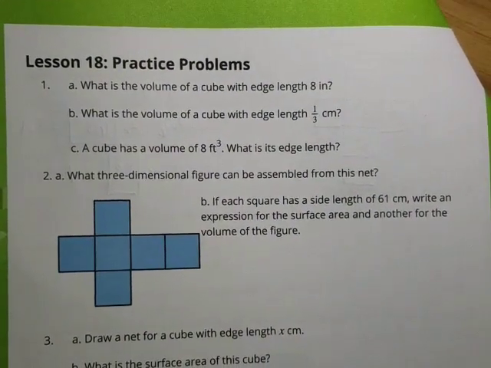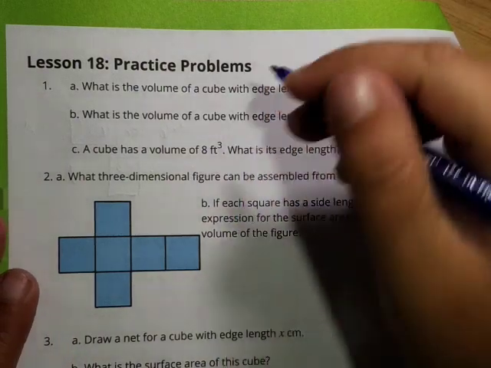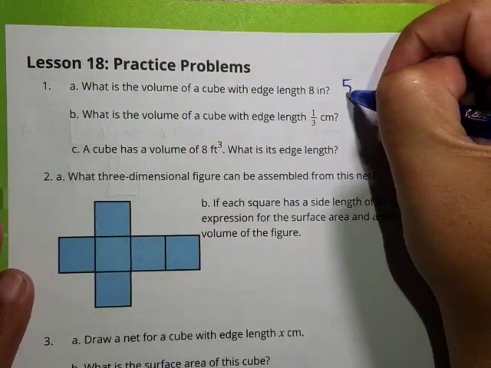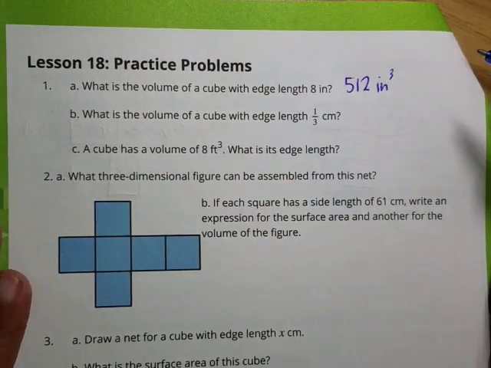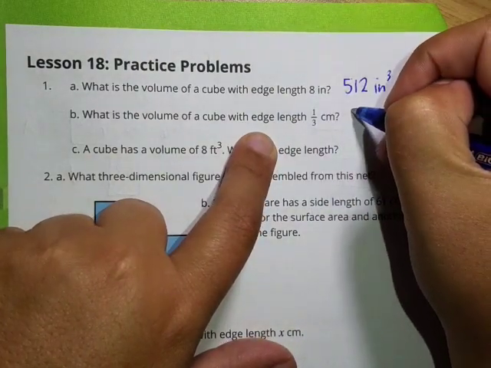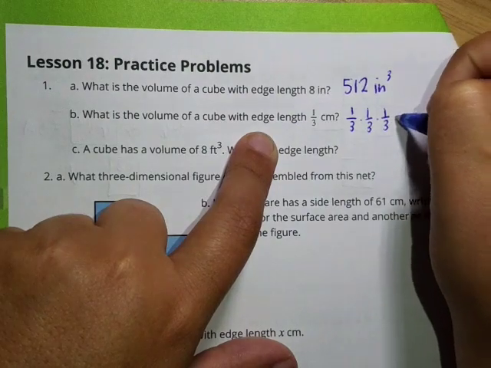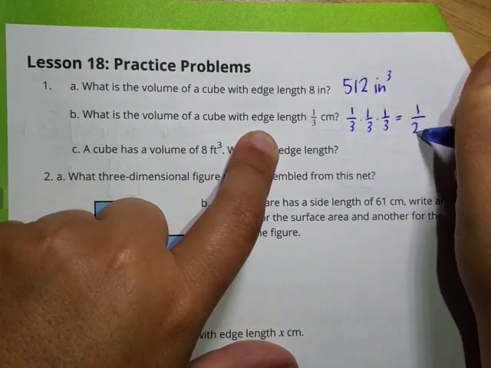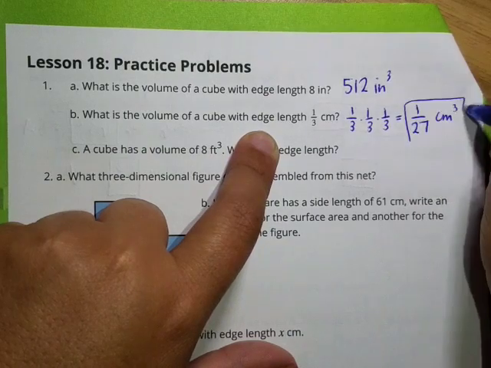Now that you've had time to work out the problems on your own, I'm going to go ahead and write the answers in. So number 1 is 512 inches cubed. If I did 1/3 times itself, I get 1, so 1/3 times 1/3 times 1/3 is 1/27 centimeters cubed.